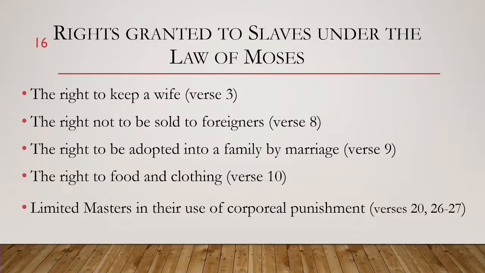The right not to be sold to foreigners, verse 8. The right to be adopted into a family by marriage, verse 9. The right to food and clothing, verse 10. And the law also limited masters in their use of corporal punishment. Okay? So this was not a, hey, you didn't make enough bricks today, so I'm going to beat you. So there were limits on what you could do. So this was how slavery or servitude was regulated under the old law.